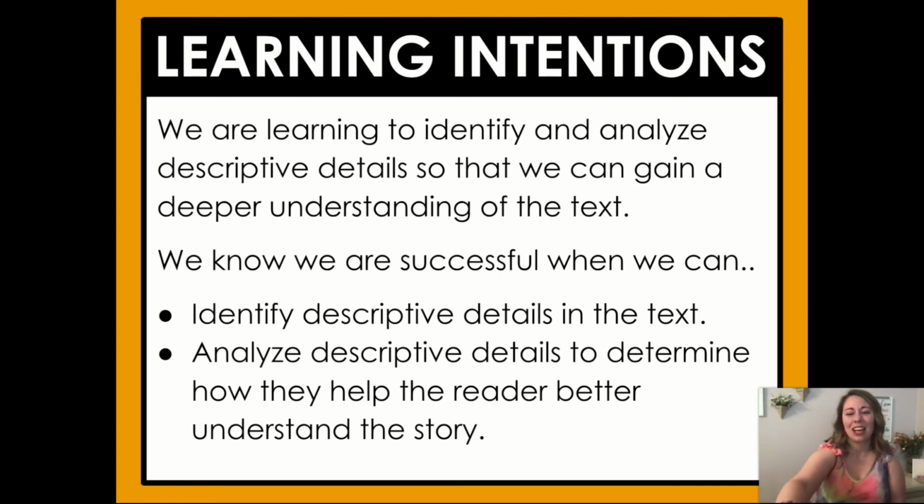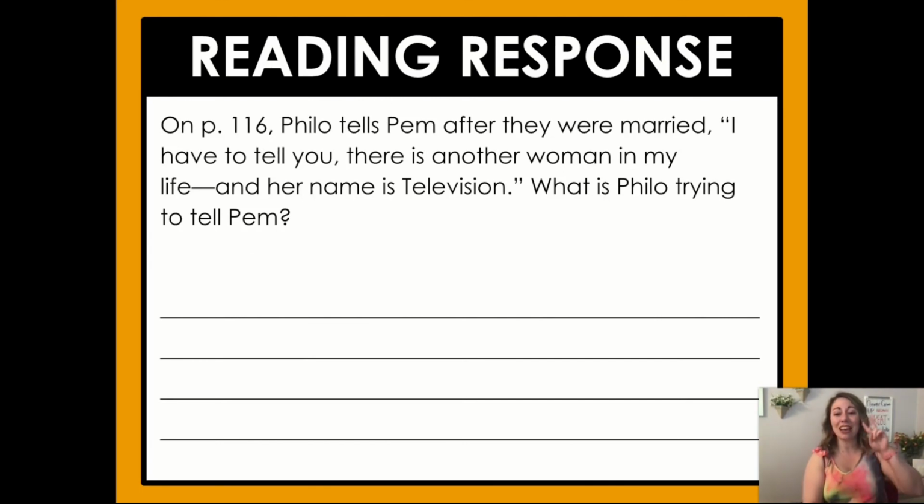Check. All right, and for your reading response, you actually have two questions. I know I'm really going to push you today with two questions. So the first one says on page 116, Philo tells Pem after they were married, "I have to tell you, there is another woman in my life and her name is television." What do you think Philo is trying to tell Pem with that statement? What is he saying to her?